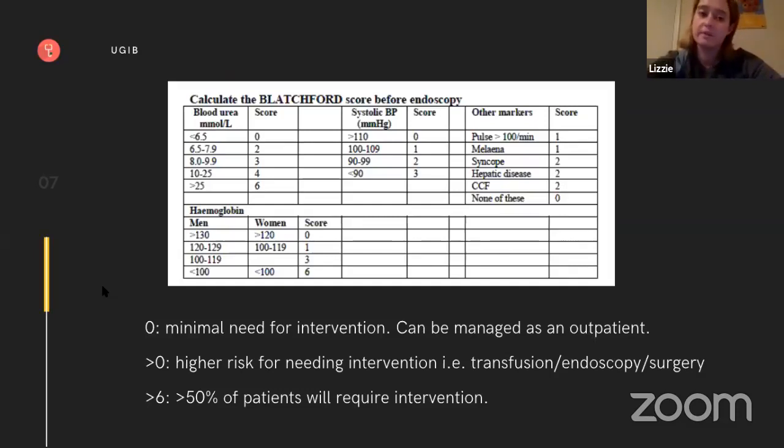therefore require admission. So if your patient's urea, hemoglobin, blood pressure is all okay, and they've got no other concerning features, they may be able to go home and have outpatient management. If they're scoring highly, then they may need to have inpatient review and inpatient intervention. And the endoscopy department may ask the Blatchford score to try and prioritise patients who need intervention that day.